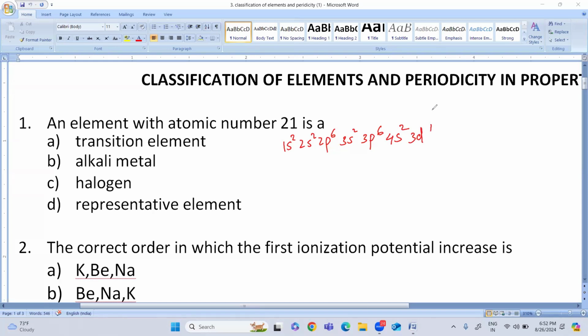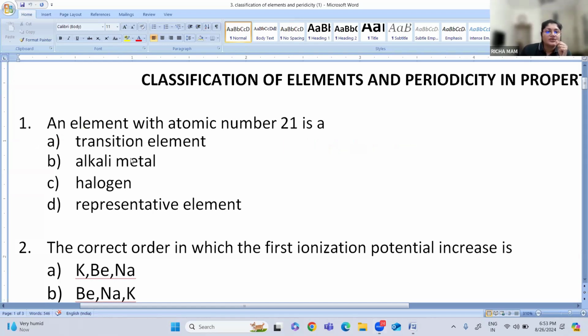So the element with atomic number 21 belongs to what? It belongs to the transition elements, because the electron has entered the D orbital. Yes, option A. Very good, Hema has answered it correctly. D block elements are also called transition elements. This we saw as a question last time.